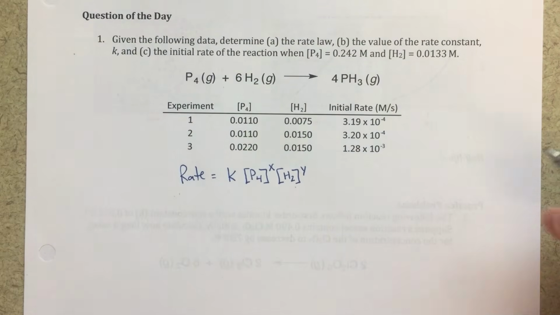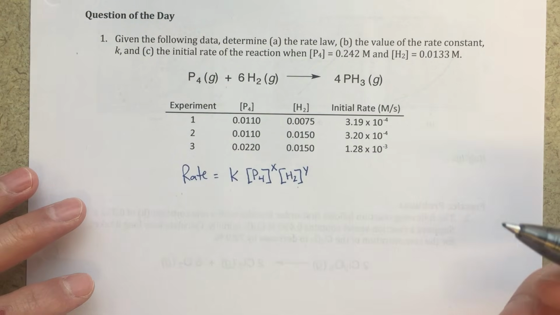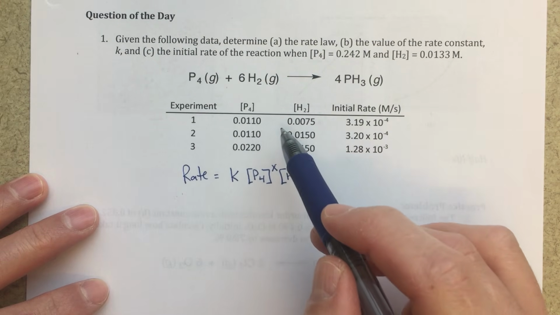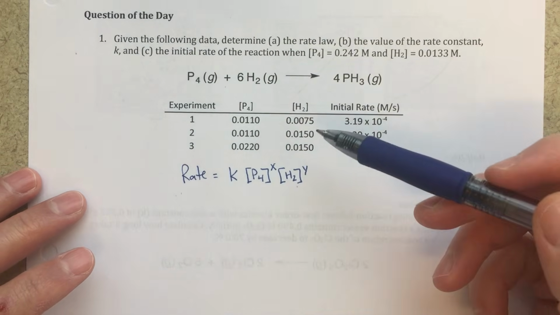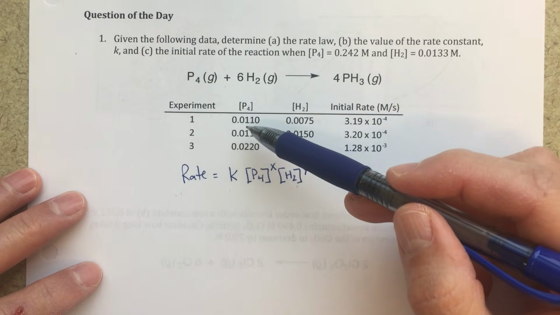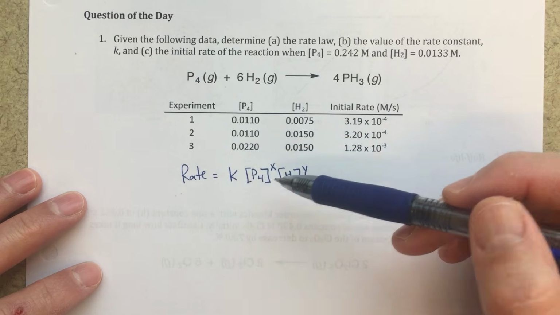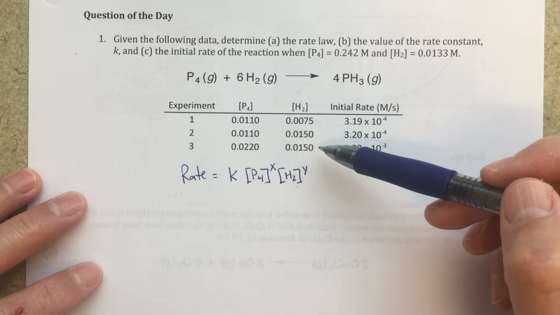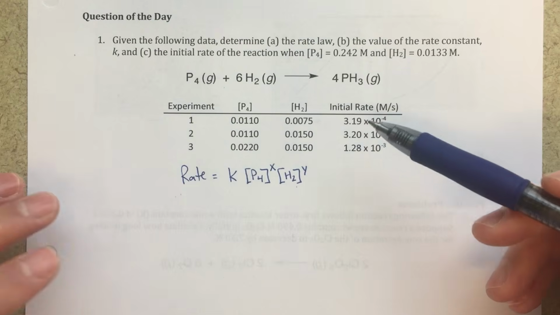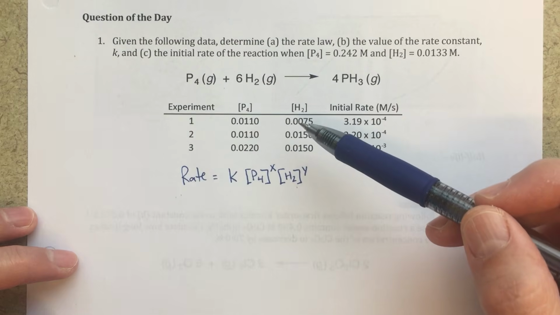Okay, enough of that. Let's use that information to figure out what these X and Y values are. The way to do that is to choose experiments where the only thing changing in terms of the concentrations is one thing. If I look at experiment 1 and experiment 3, for instance, in experiment 1 I start with 0.0110 molar P4, and in experiment 3 I've doubled that concentration. Same thing for H2, going from experiment 1 to experiment 3, I've doubled that concentration. We do not want to use that set of experiments because two things are changing. We want to make sure we're choosing experiments where only one of the concentrations is changing.